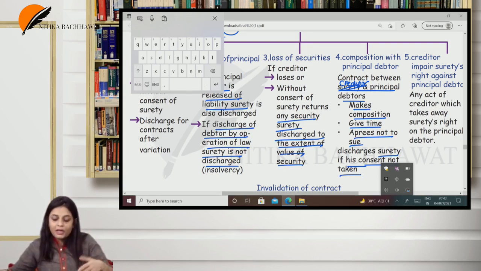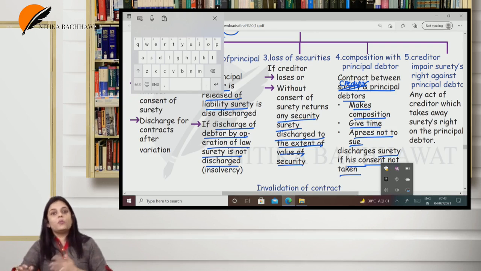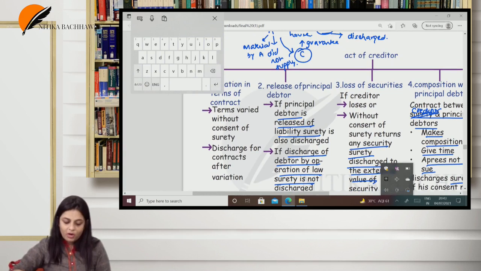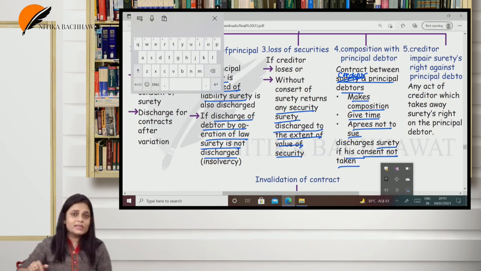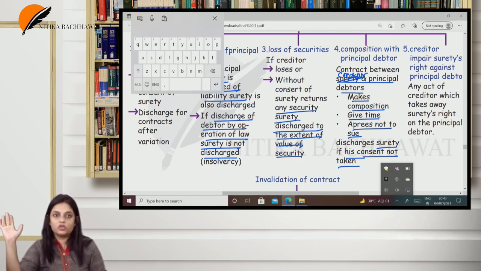Then the principal debtor and the creditor have a contract where extra time is given. Instead of 1 year, you pay after 1.5 years. The surety should be informed. This is overlapping: if you see an alteration in the terms of the contract, it is overlapping with this to some extent. So when you are giving an extension of time, you should inform the surety because he is also liable. If you fail to inform, he is discharged.